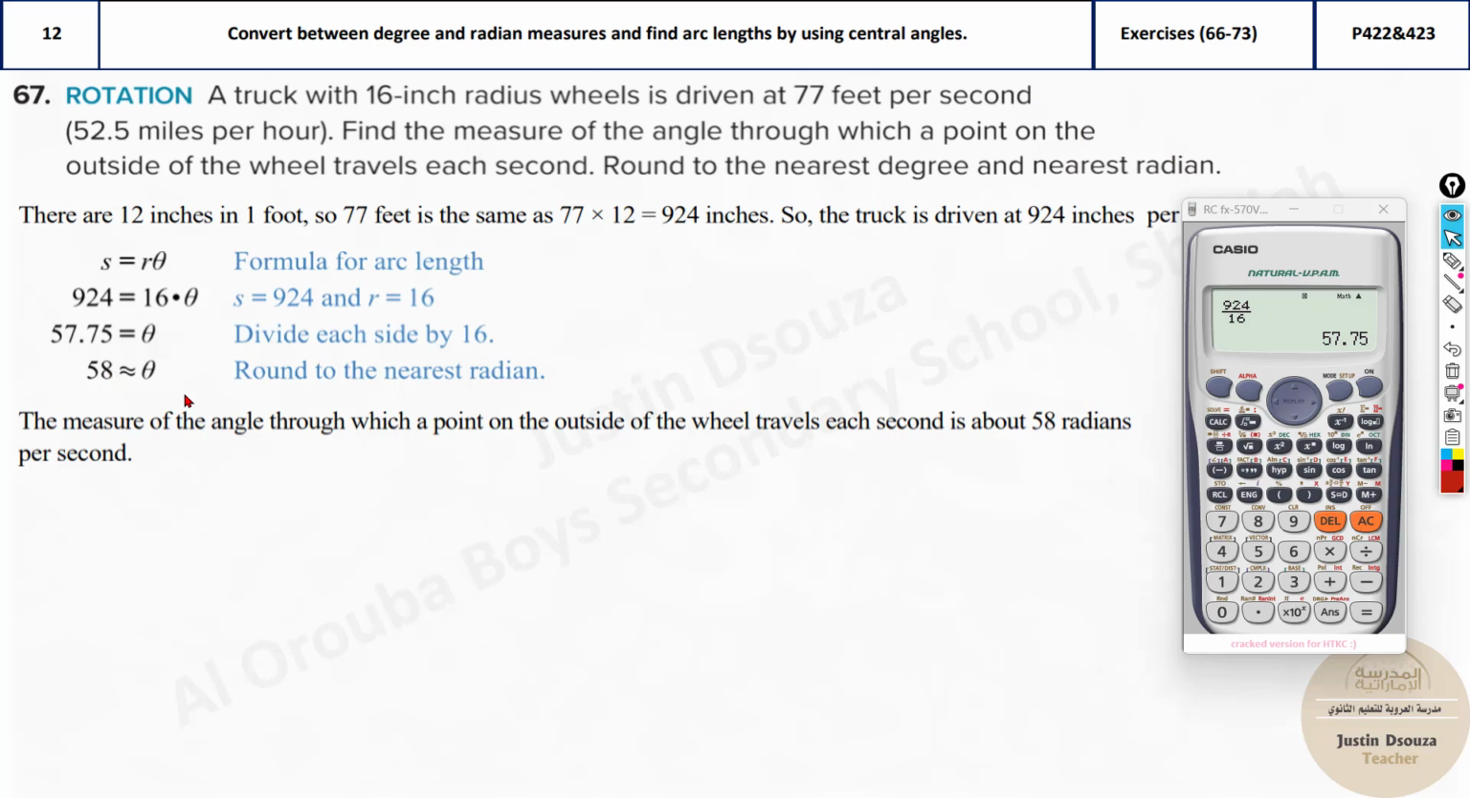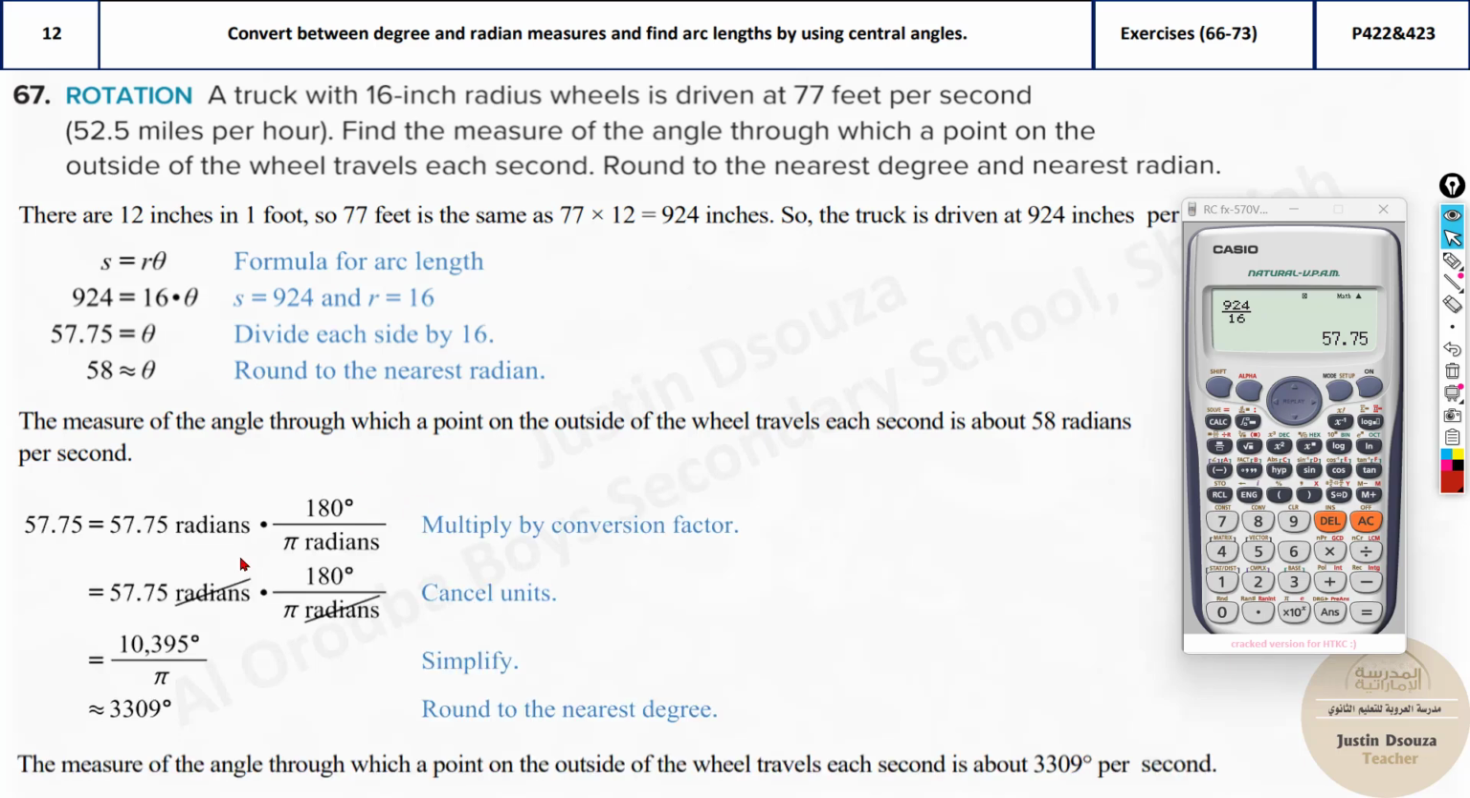How do you convert this to degrees? To convert to degrees, you have to multiply the radians by 180 degrees. But here, look at this. This is 58 radians, yes. But they have not mentioned any pi. So it's not only 180, you have to multiply with the formula, that is 180 divided by pi. See now here, this is the conversion factor. If you have any radians, you have to convert it to degrees by multiplying by 180 by pi.